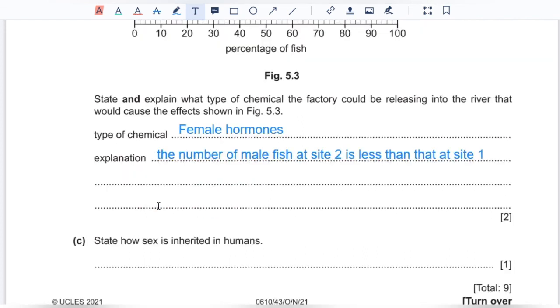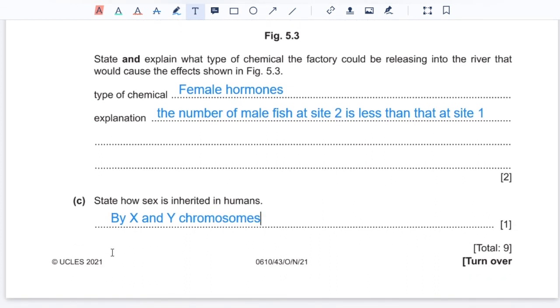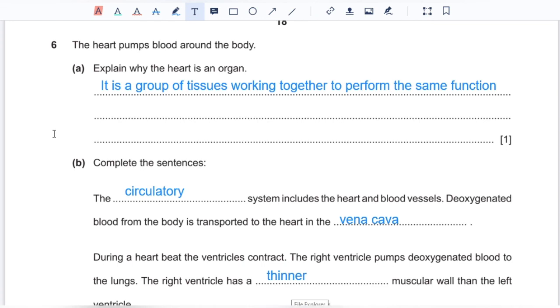C. State how sex is inherited in humans. It's inherited in the form of sex chromosomes that are the X and Y chromosomes. Six, the heart pumps blood around the body. A. Explain why the heart is an organ. So an organ is a group of tissues that are working together to perform the same function.